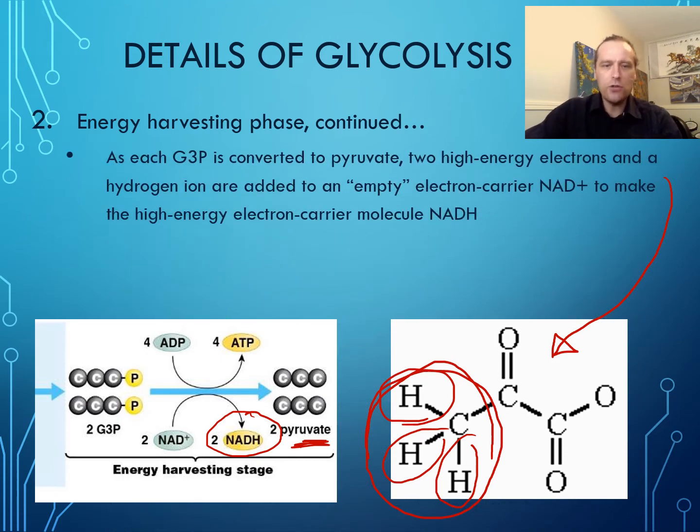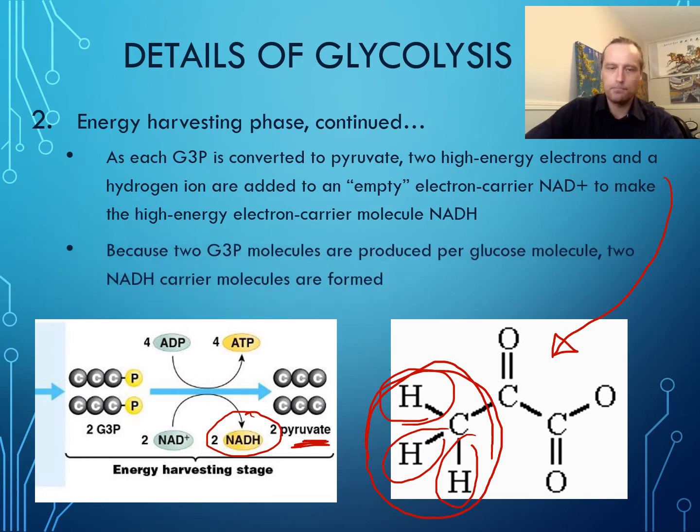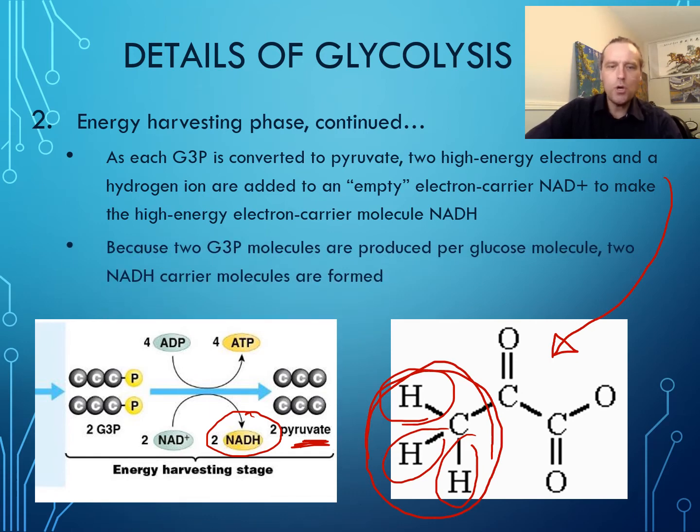So as each G3P is converted to pyruvate, two high energy electrons and a hydrogen ion are added to an empty electron carrier, NAD+, to make the high energy electron carrier molecule, NADH. Because two G3P molecules are produced per glucose molecule, two NADH carrier molecules are formed.